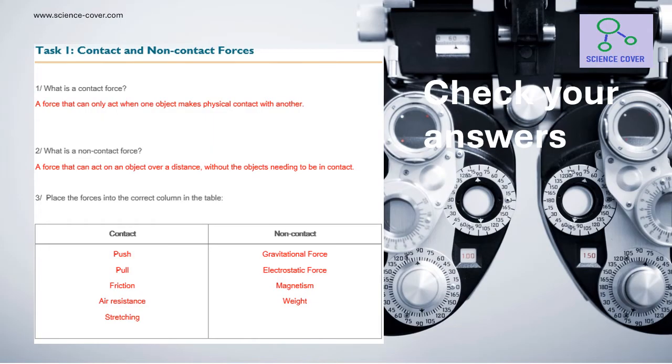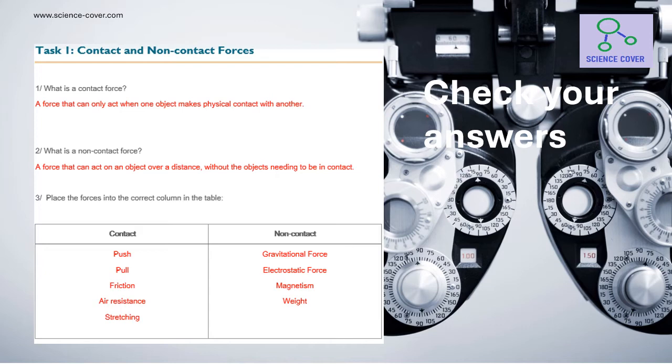Let's check our answers to task 1. What is a contact force? This is a force that can only act when an object makes physical contact with another. What is a non-contact force? This is a force that can act on an object over a distance without the objects needing to be in contact.